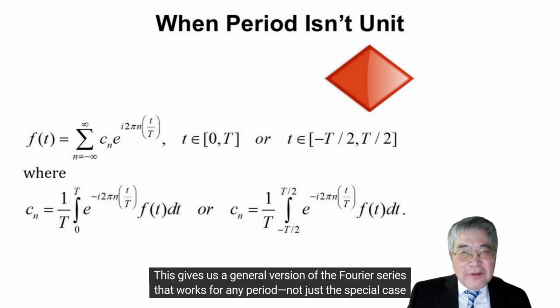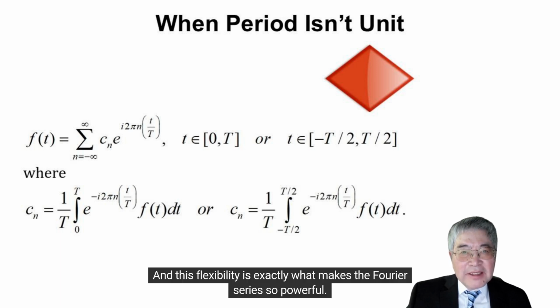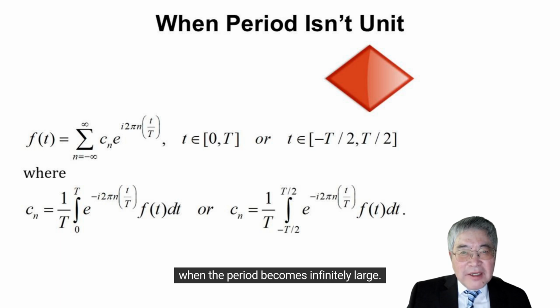This gives us a general version of the Fourier series that works for any period, not just the special case where the period is 1. And this flexibility is exactly what makes the Fourier series so powerful. It adapts easily to the structure of whatever signal you're analyzing. Up next, we'll take this idea even further and connect it to the Fourier transform, which is what happens when the period becomes infinitely large.